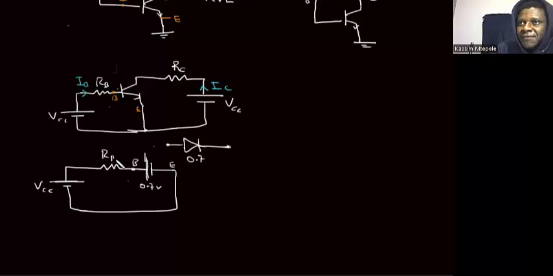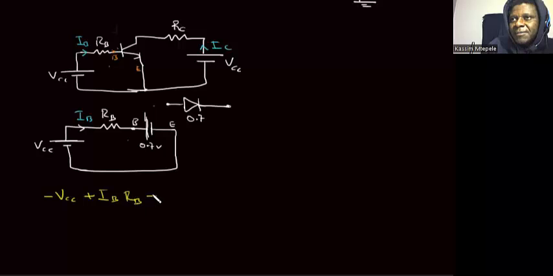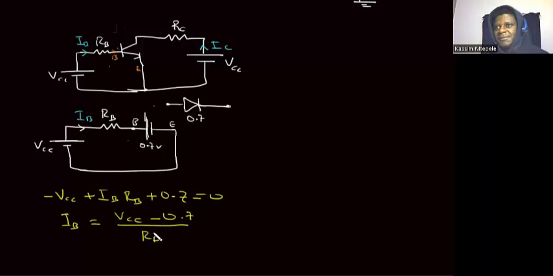We're still going to have RB here, and we are going to have our base current here. So from here, as you can see, it's easy to apply KVL. It's going to be minus VCC plus IB RB plus 0.7 equals 0. So I'll be having IB equals VCC minus 0.7 volts over RB. This is it.